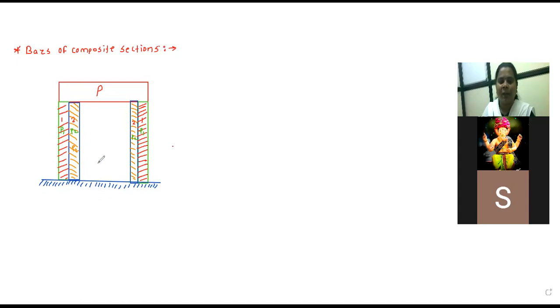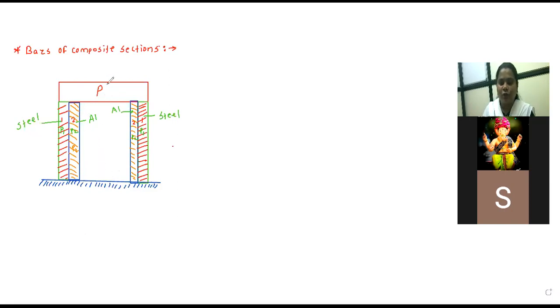See here, this section is made up by using two materials. Suppose the first material we will consider as steel, and the second material we will consider as aluminum. So here also steel and here also aluminum. The section is made by using more than one material. It may be two materials, three materials, four materials. If there are more than one materials, this section is known as a composite section. Now we have to solve problems for these composite sections.